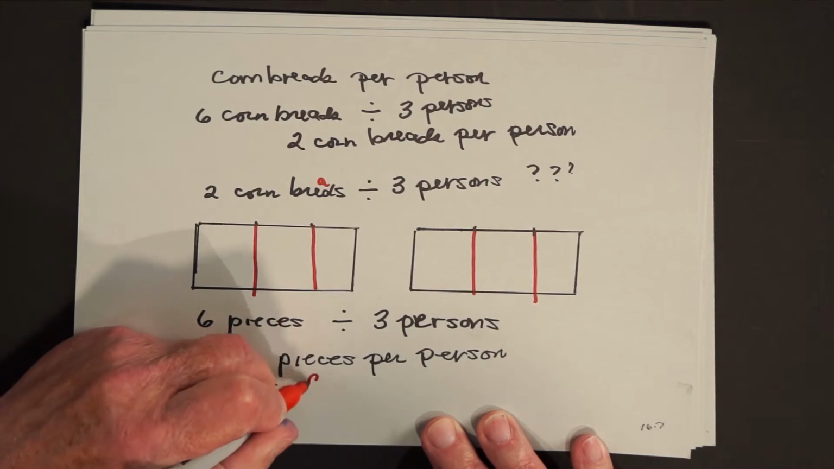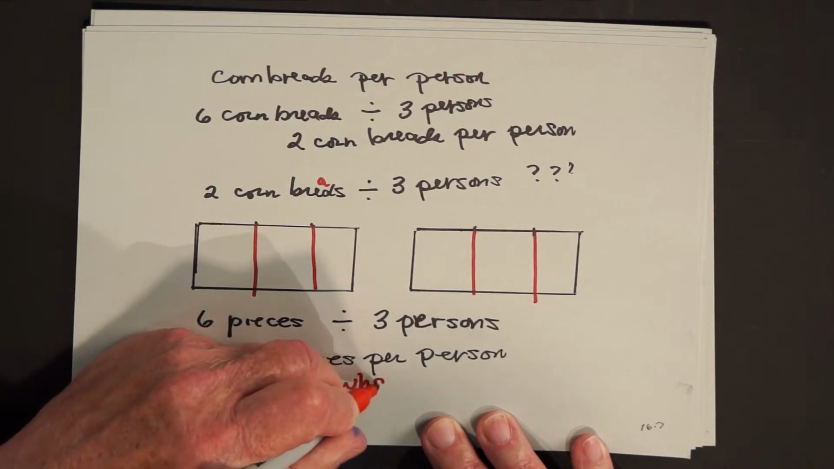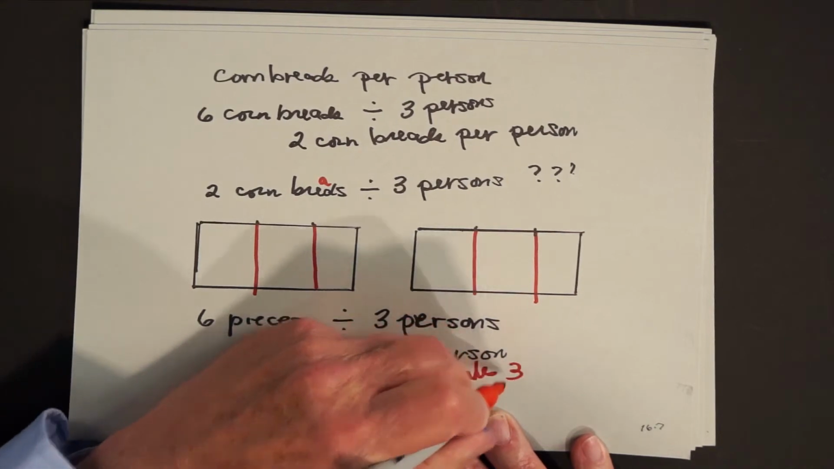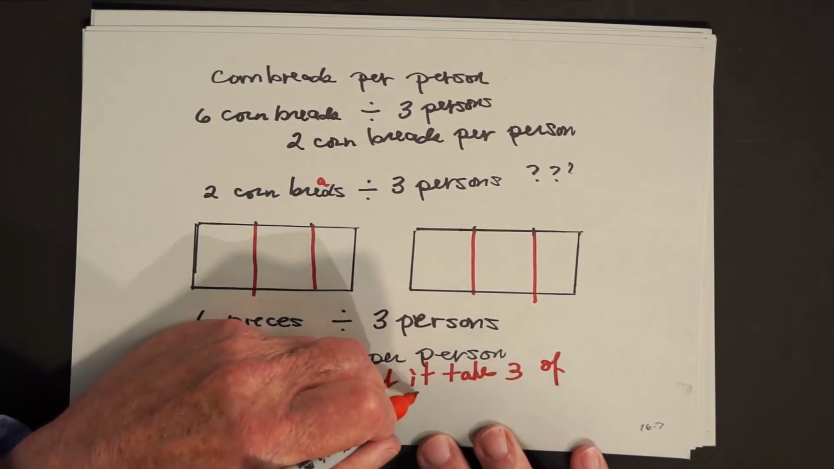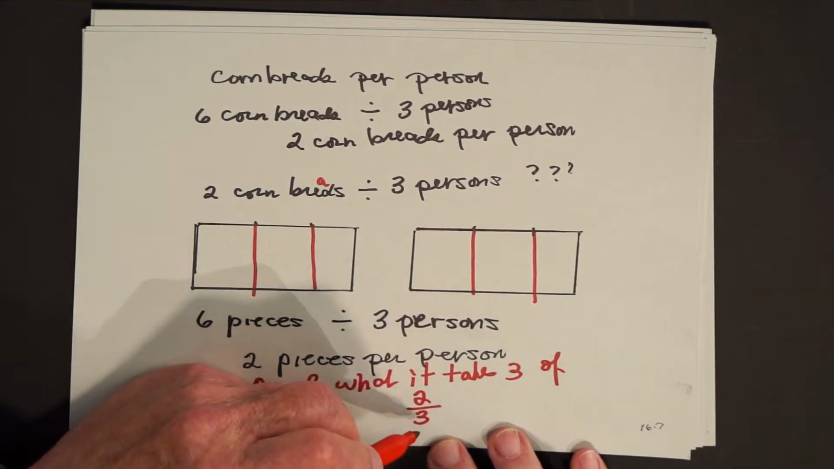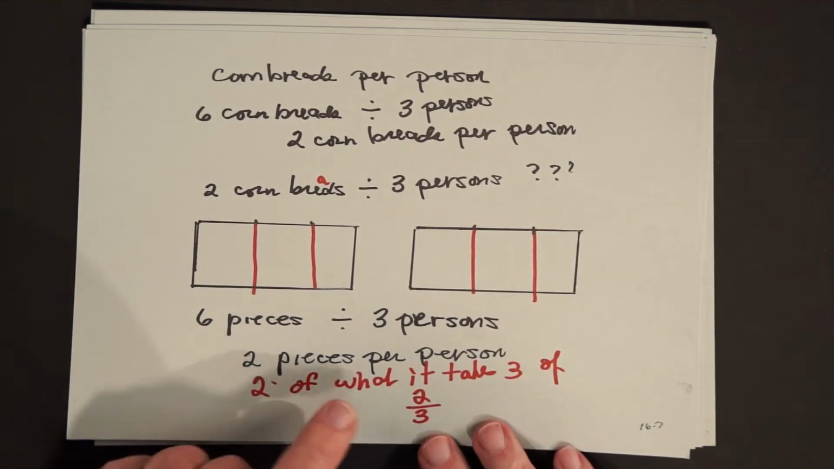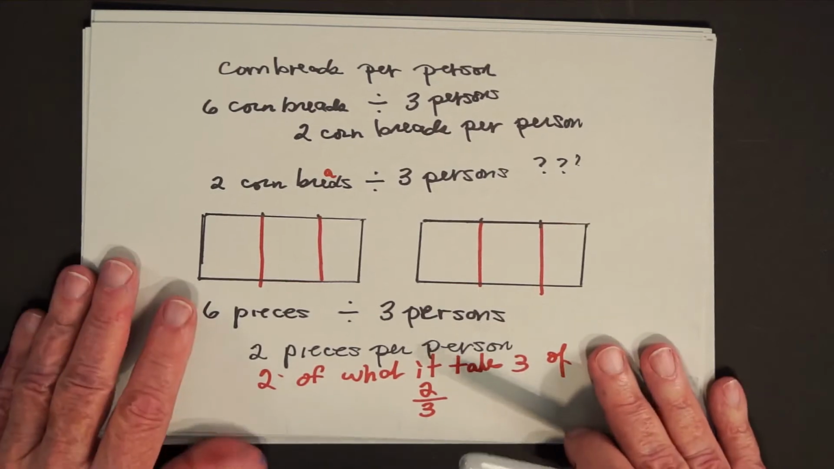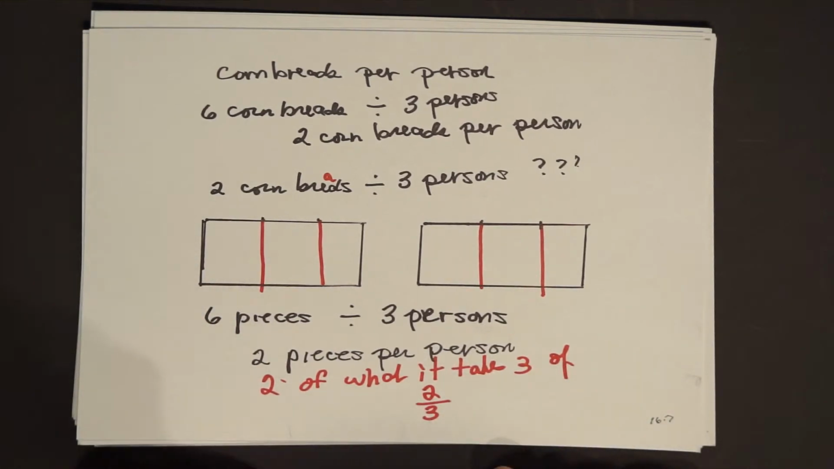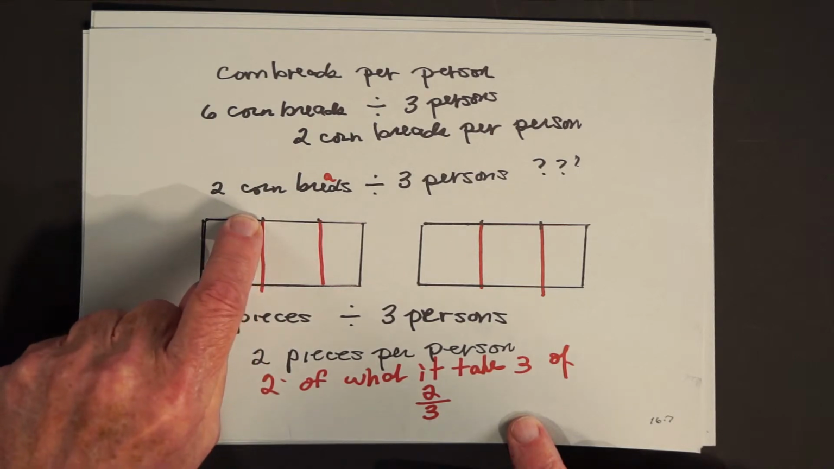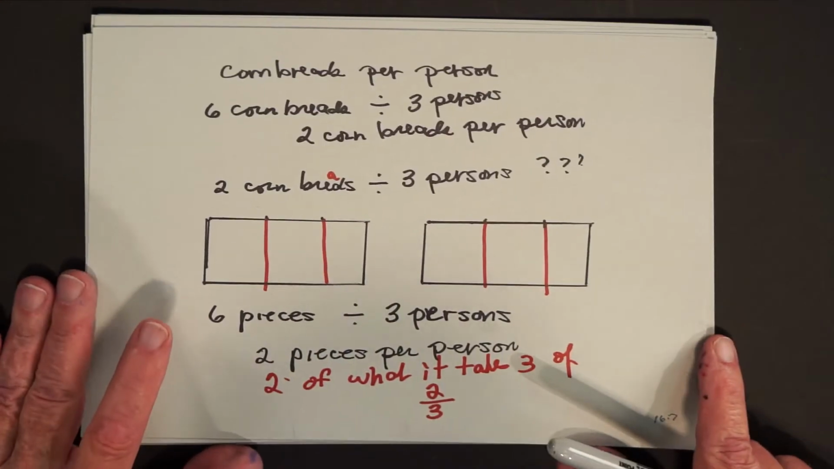Well, each person got 2 of what it takes 3 of. And isn't that called 2/3? Divide into 3 pieces and take 2 of them. In other words, if we're allowed to use words, we can say each person got 2 pieces. If the only noun you can infer is cornbreads, we have to say it's 2/3 of a cornbread, 2 of what it takes 3 of to make a whole cornbread.